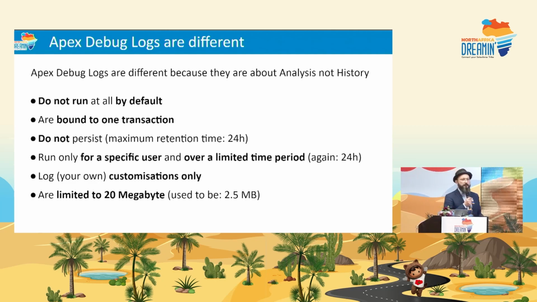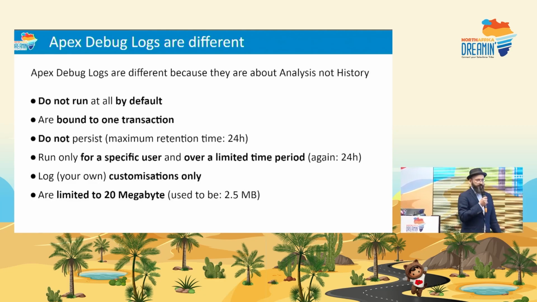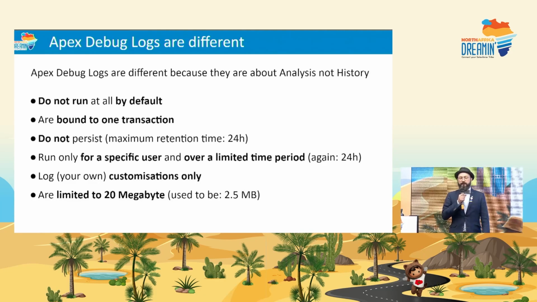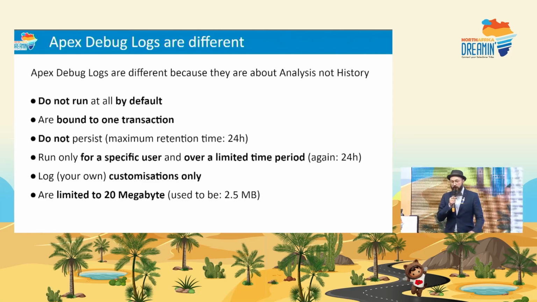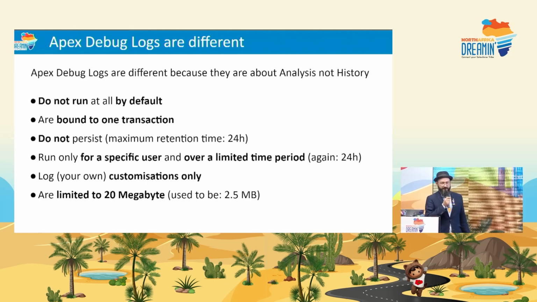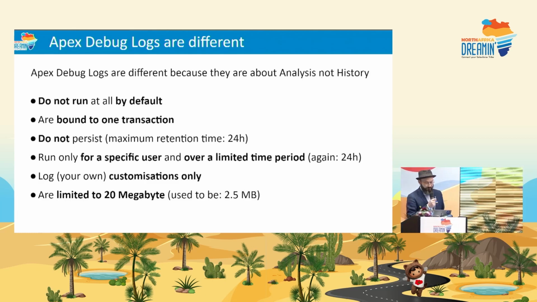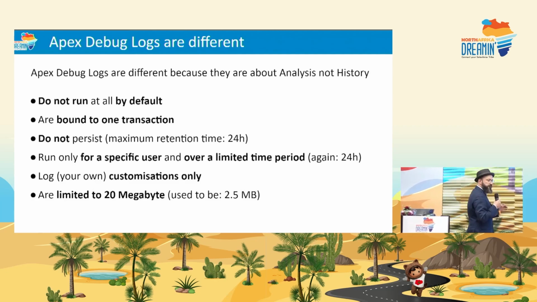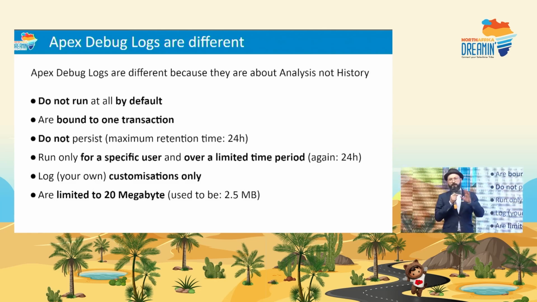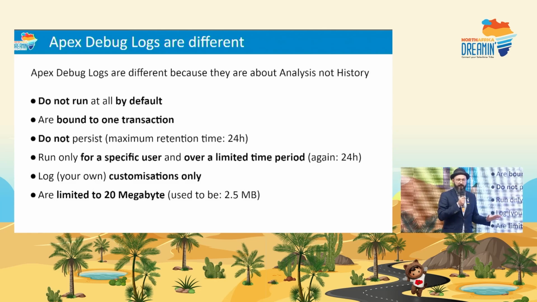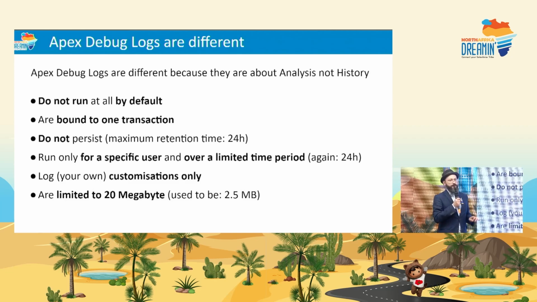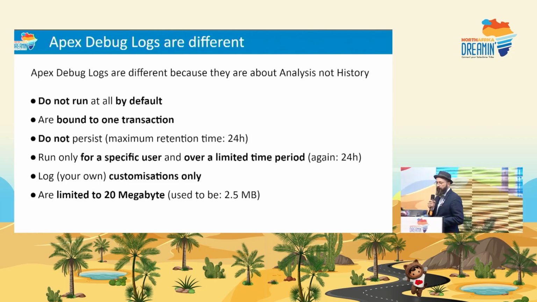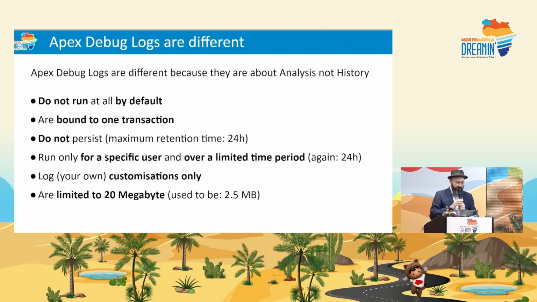Also, Apex Debug logs do not persist. That means if you forget to set them up, you don't have any. If you forget to download them, you don't have any. And they're always kept for only 24 hours. Also, they run for a specific user. Not as we saw in my first demo, like every click is being logged, but specifically for a user in your org. They also, and that's an interesting thing, log your own customizations only.